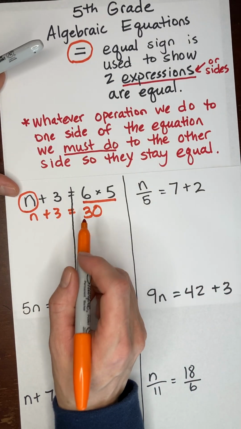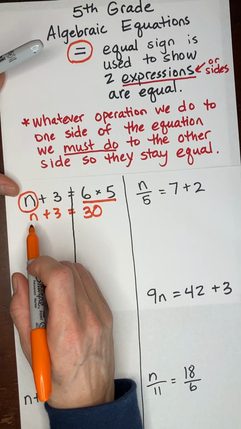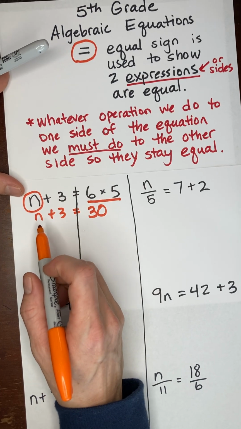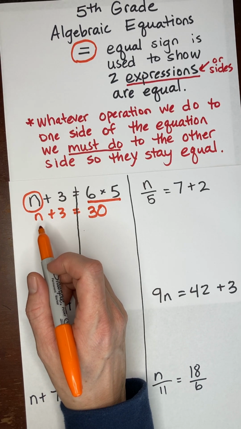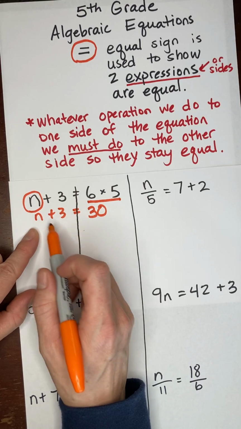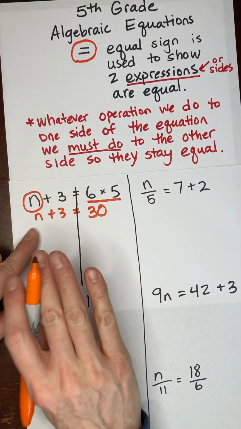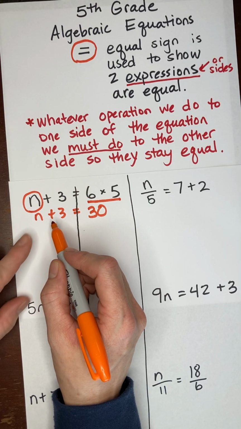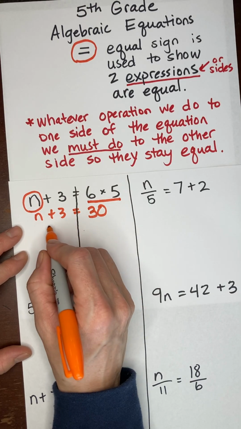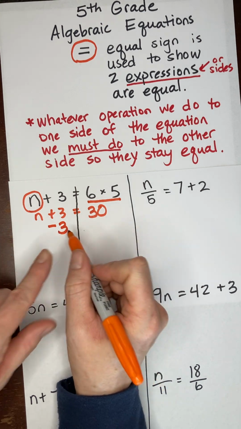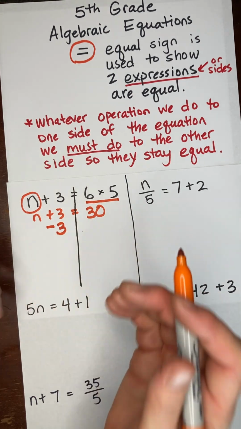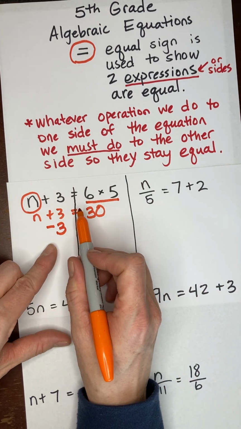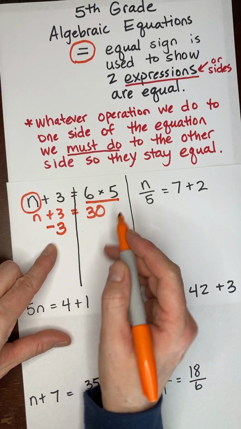Okay, now that it's simplified, I can try and solve for n, and we solve for n by getting it alone on one side. Well, over here, n is sharing it with 3. So to get rid of the 3 or move the 3 away, we need to do the opposite operation, which would be subtraction. So we're going to minus 3. Now, if I minus 3 from this side, it becomes imbalanced, right? So to keep it balanced and equal, I have to minus 3 from the other side.